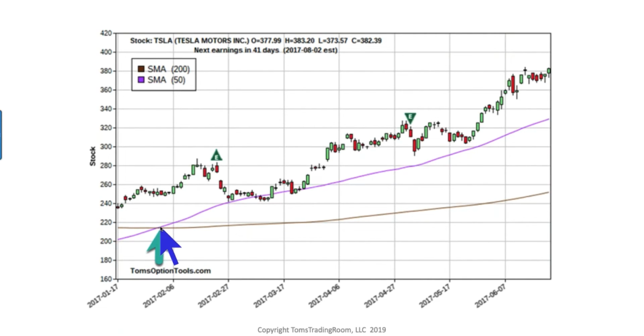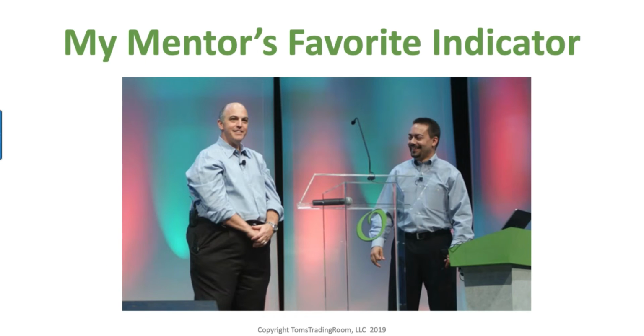Tesla moving average cross. And you can see the stock starts moving higher and higher and higher. This is an example of the 50 over 200, the 50 period moving average over the 200. These are great, but I call these longer term investment tools. If you're a short term trader, the 50 and 200 can be too long. And so that's why we use that 10/30 cross, which happens to be my mentor's favorite indicator.